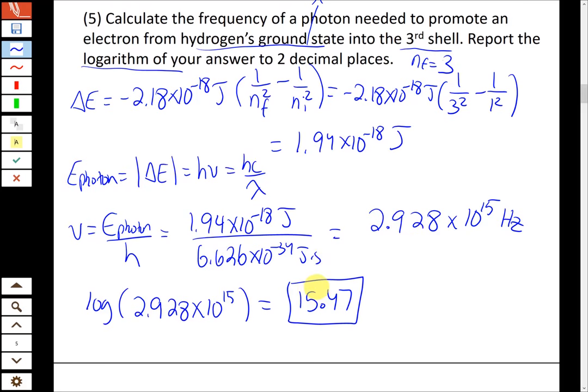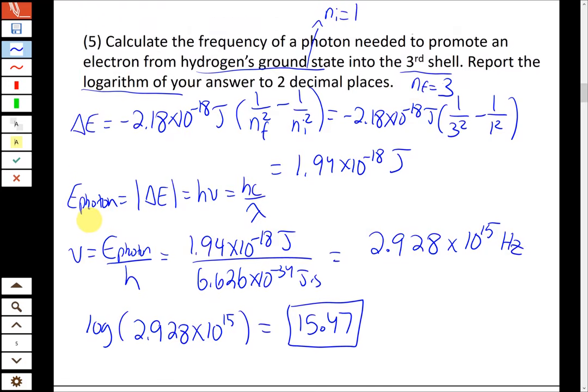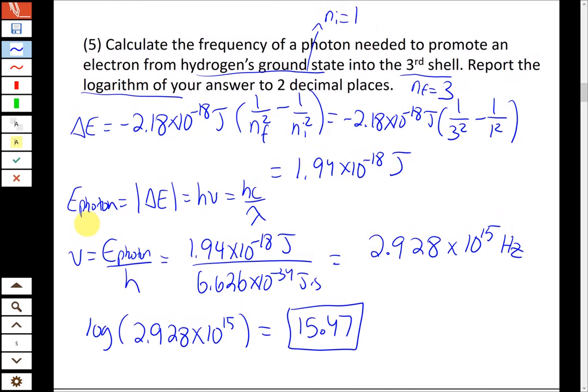All right, so any questions on that? Either the concept or the mathematical operations that I did. All right, yeah, sorry, go ahead. So if it was going from a high to low, would it be a negative and then the number would be negative? The delta E would be negative.